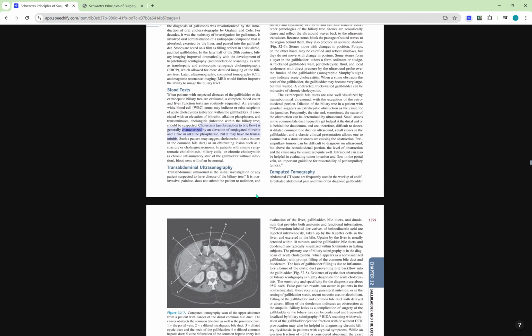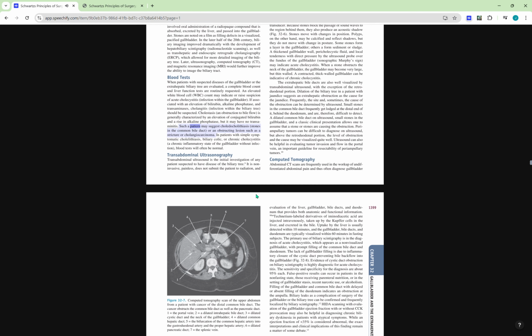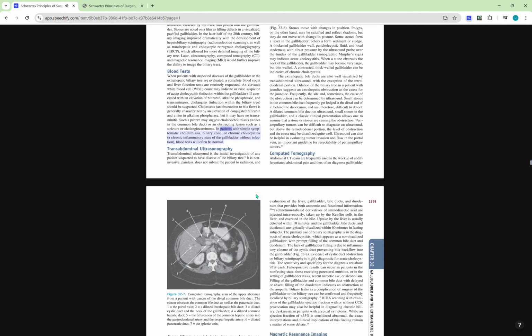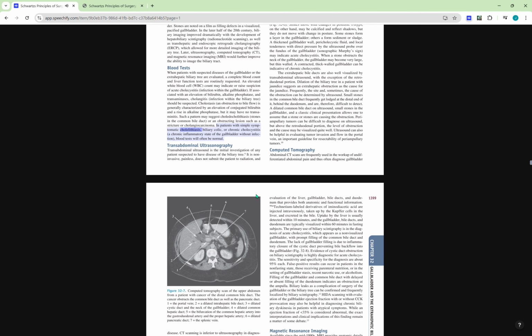If associated with an elevation of bilirubin, alkaline phosphatase, and transaminases, cholangitis should be suspected. Cholestasis is generally characterized by an elevation of conjugated bilirubin and a rise in alkaline phosphatase, but it may have no transaminitis. Such a pattern may suggest cholelithiasis or an obstructing lesion such as a stricture or cholangiocarcinoma. In patients with simple symptomatic cholelithiasis, biliary colic, or chronic cholecystitis, blood tests will often be normal.